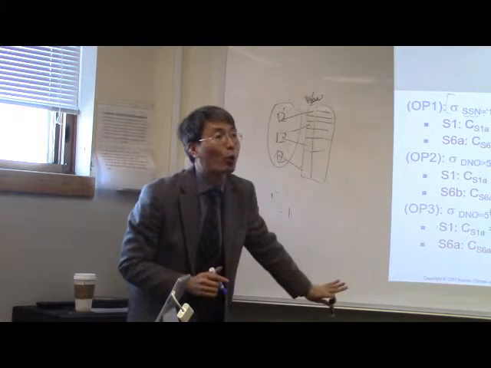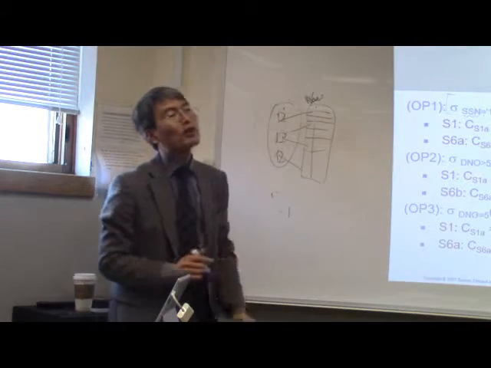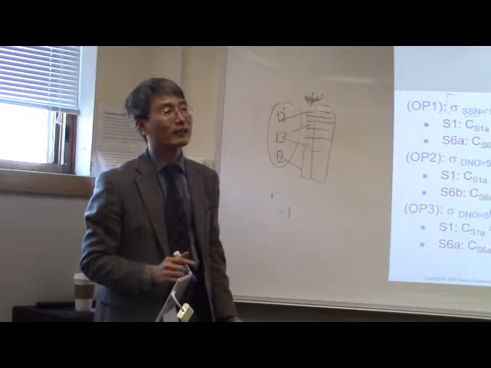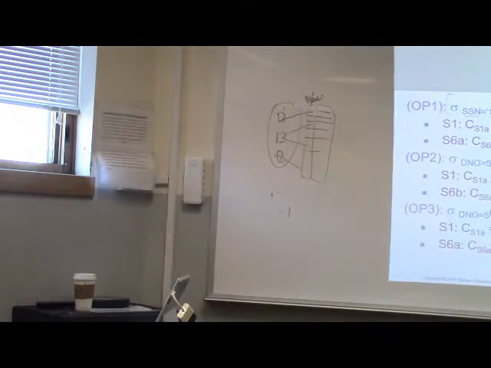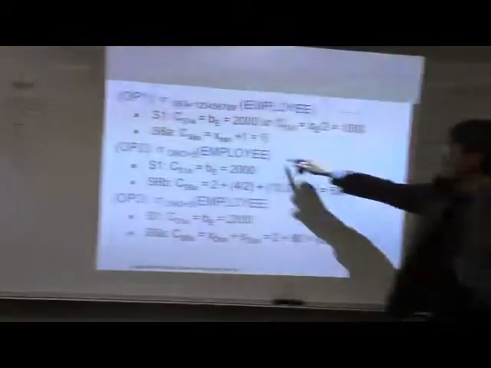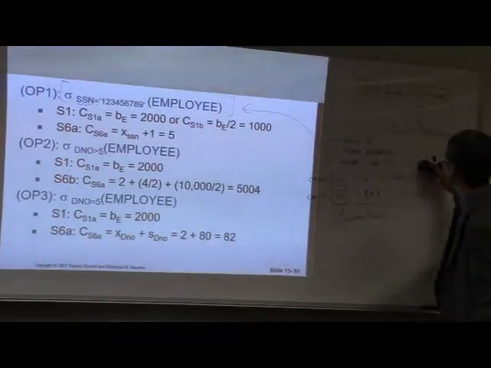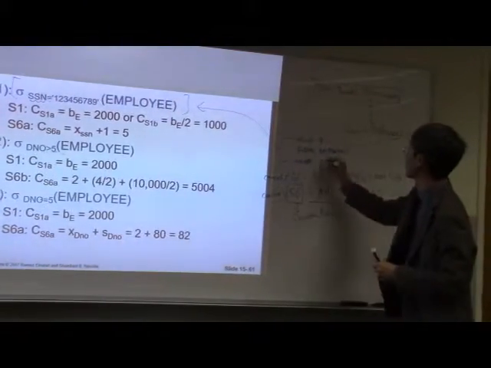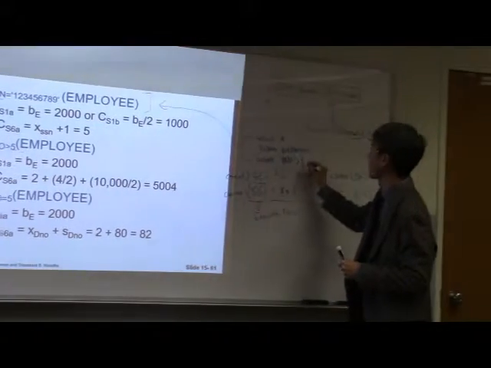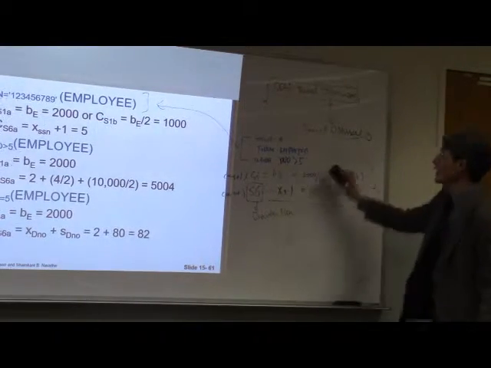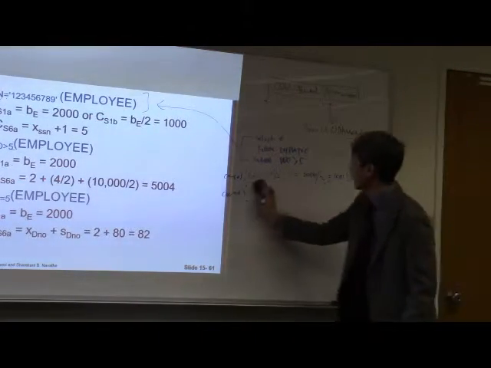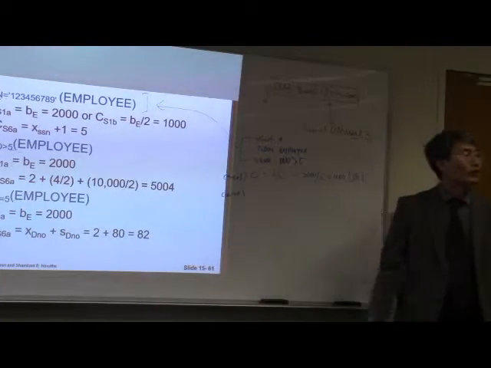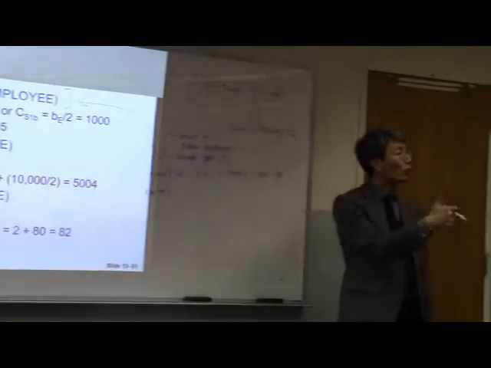There's no mention of an ordered file, so we cannot use the primary index. Next, it's the same thing, but the query is DNO bigger than 5. Always we can use this one, brute force. Linear search is always possible.